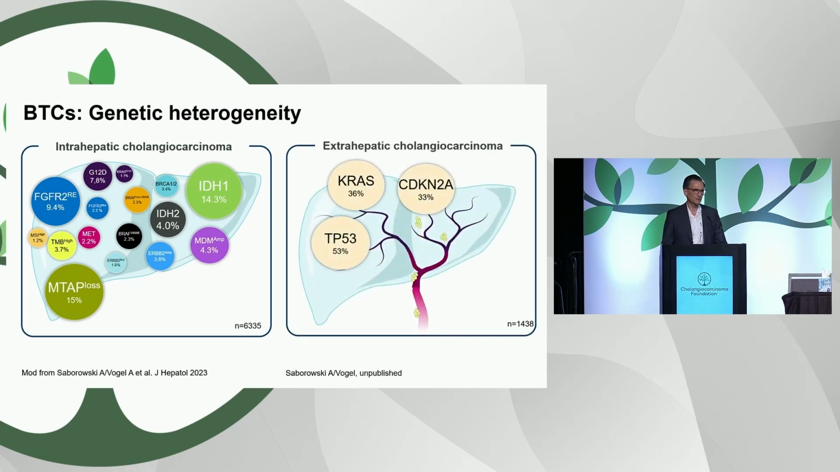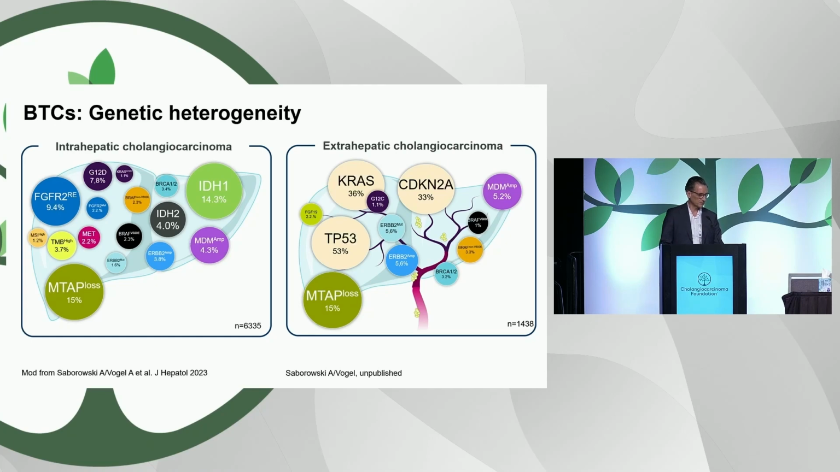In extrahepatic cholangiocarcinomas, it's a little bit different, and we have here three main drivers, I would say: p53, KRAS, and CDKN2A, which are not yet completely druggable, to say the least. But we also have a couple of druggable alterations which have a somewhat different frequency compared to intrahepatic. Again, MTAP loss is very frequent, and KRAS G12D is also frequently observed in extrahepatic cholangiocarcinoma.